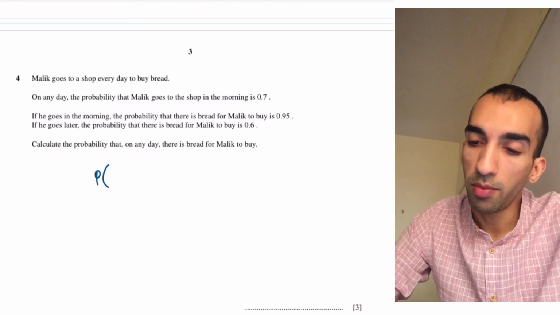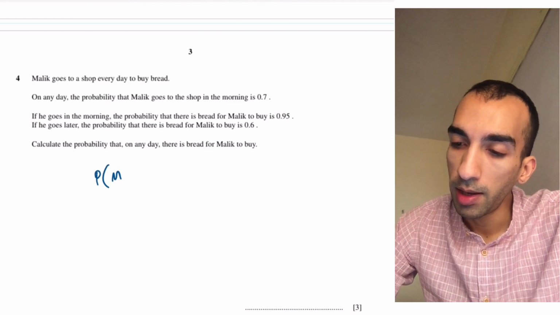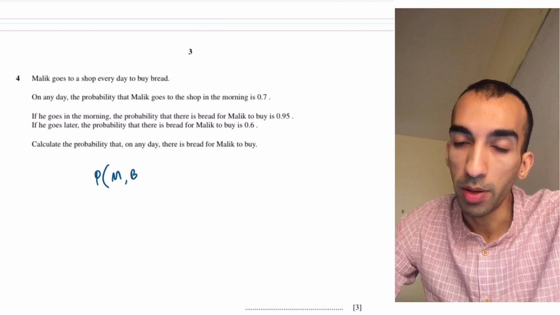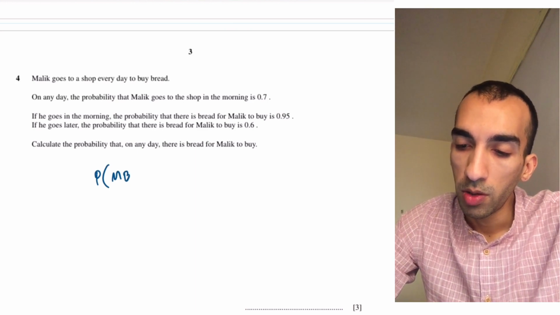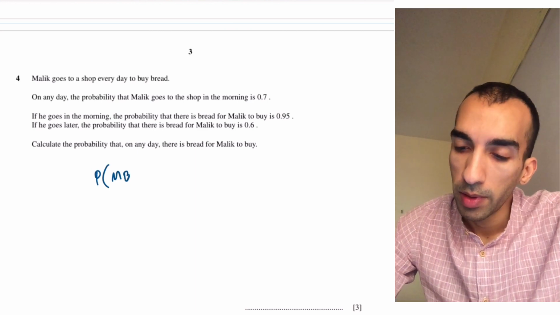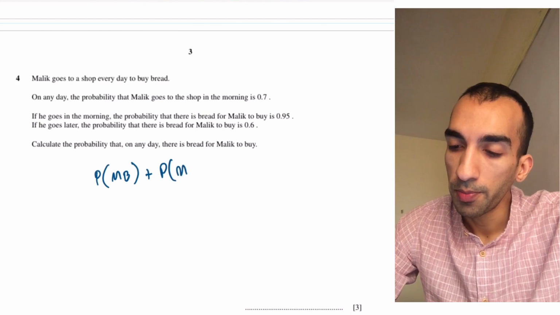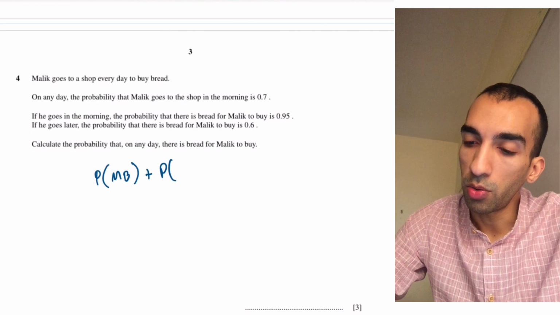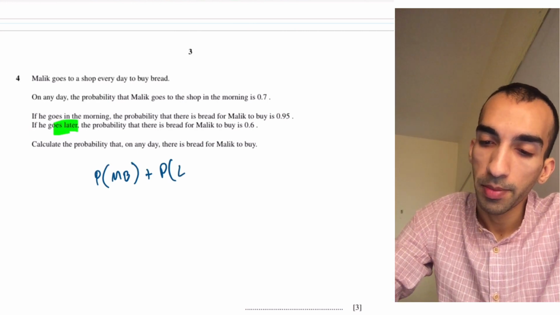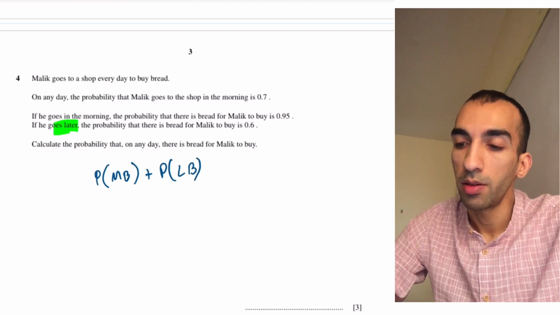The probability of Malik going in the morning and then there being bread for him, right? Let's write it close together with no commas. He's going in the morning and then there's bread. Or probability of him going in the morning. So no, he's not going in the morning now. He's going later in the evening, and then there being bread for him is B.